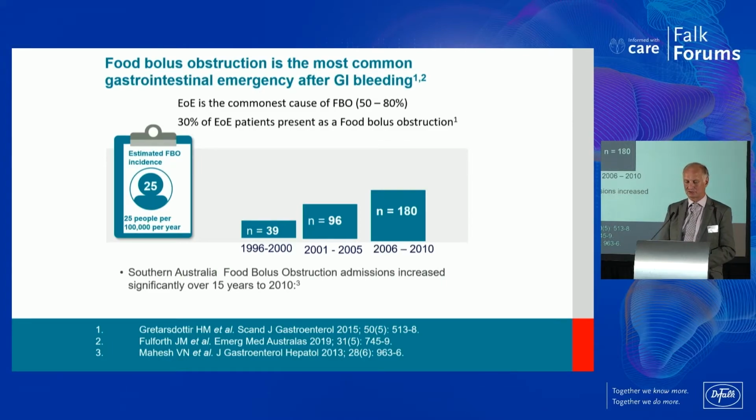So it's a common GI emergency. In fact, it's now commoner than GI bleeding as a reason for emergency endoscopy. And this series from Australia just shows that it's been going up gradually over the years, and that study ends in 2010. But I was in Australia last week and they told me that it's double that now at 360 per annum in their hospital. So it's exactly the same frequency of food bolus and the same frequency of EOE.